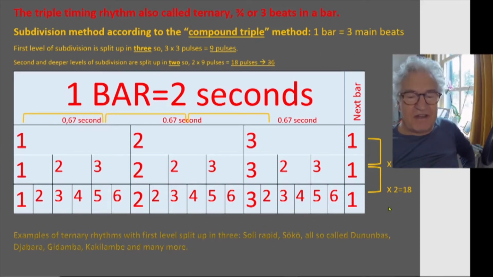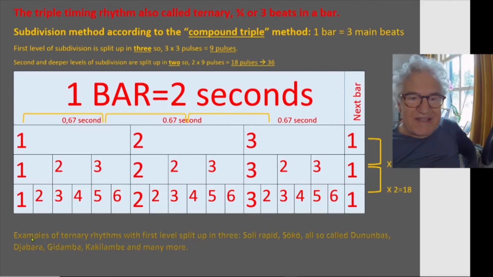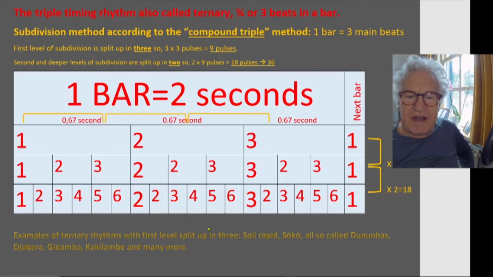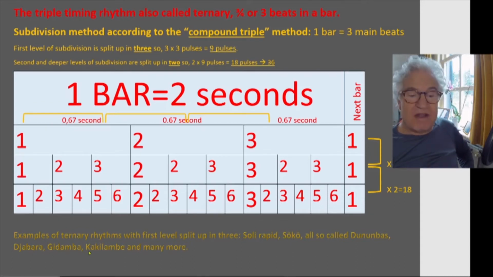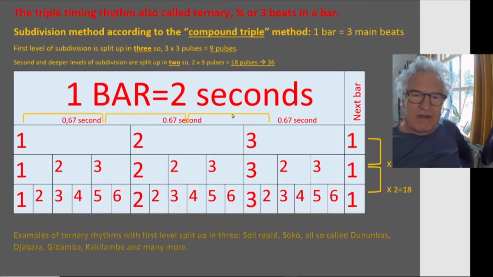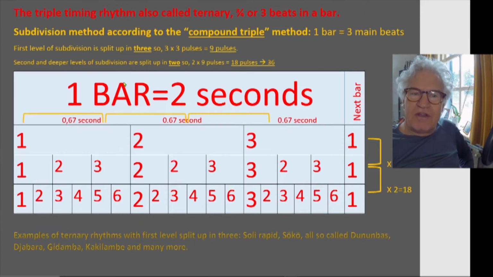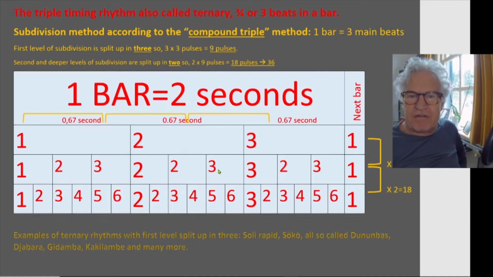72, and so on. Examples of ternary rhythms that are split up in this way are Soli Rapide, Soko, Dunun Bass, Jabara, Gidamba, Kakilambe, and many, many more. My guess is that this is the only subdivision method that is used in West African percussion.